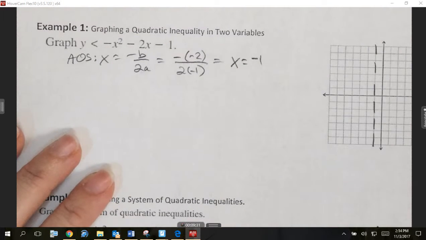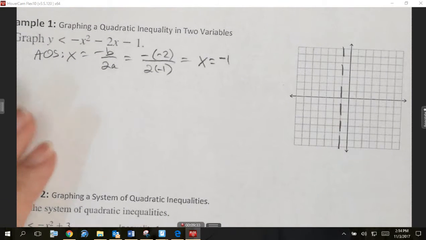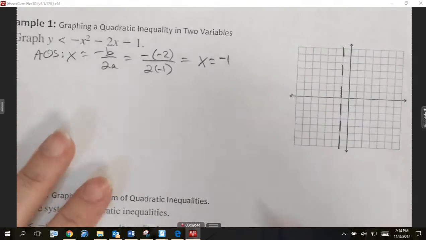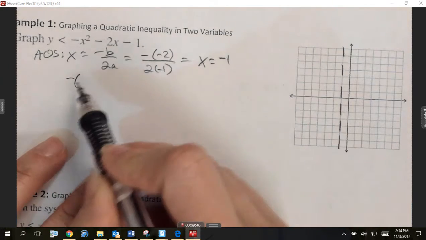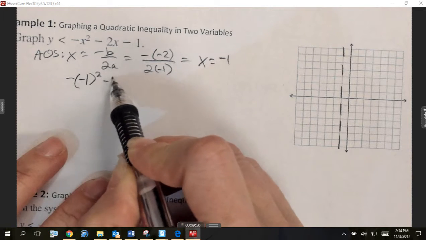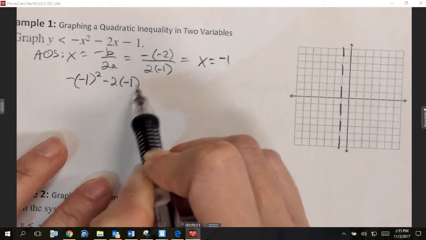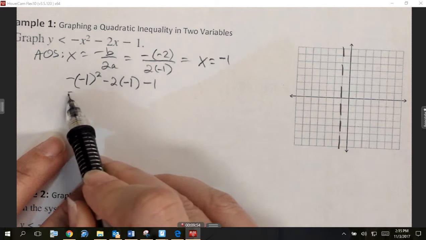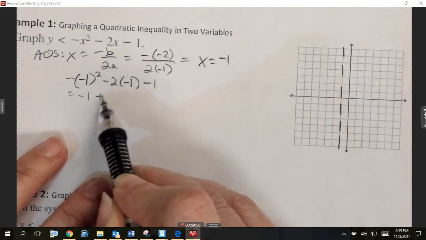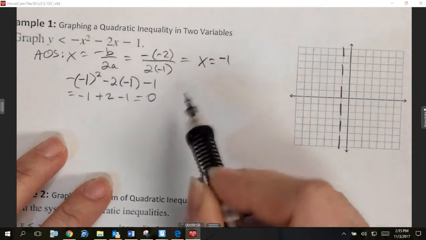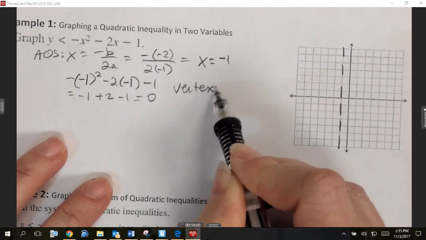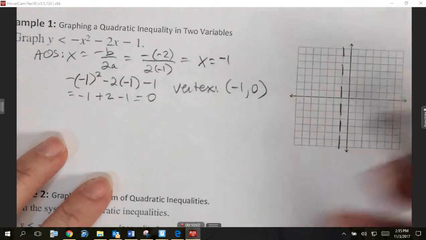How do we find our vertex? Plug that in. So I'm going to do negative times negative 1 squared minus 2 times negative 1 minus 1, and simplify it. So we get negative 1 plus 2 minus 1, which is 0. Vertex is at -1, 0.